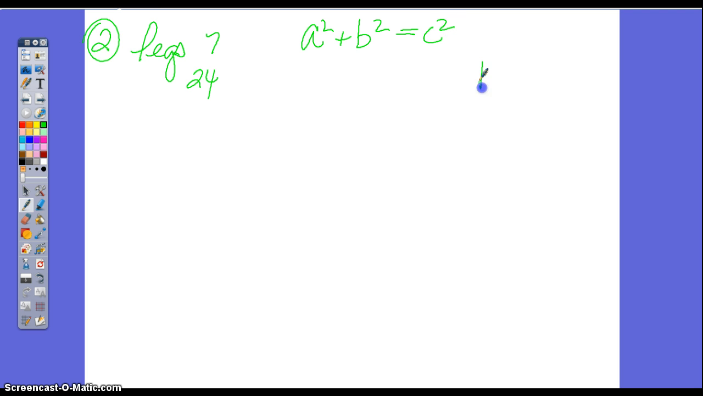All right. Number 2. Tell me the length of the legs that you have. 7 and 24. Set up your problem, please. What do you do first? Always write your formula, because that's your roadmap. Once you write the formula down, fill in the numbers with the information that you have. Put in what you know.